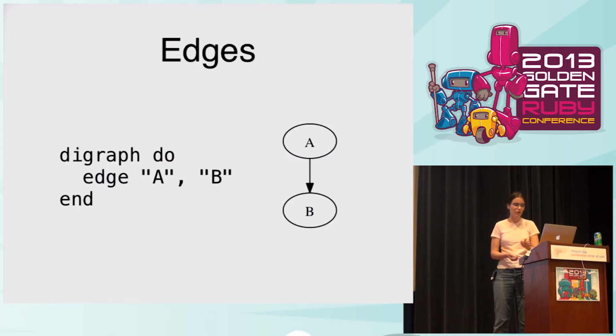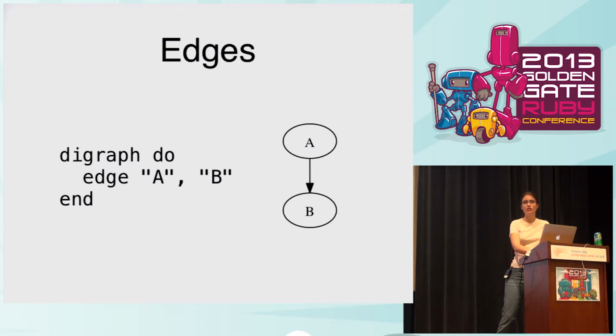Still pretty simple. Now we need edges. Here's this awesome thing about GraphViz, is that it implicitly will put the nodes in if you say that there's an edge between two things. So if you say there's an edge between A and B, it's like, okay, well, I need a node A and a node B as well. So you can see in this example, there's an edge from A to B. The edges are in the direction that you read, so from left to right. So the arrow is going to point from A to B in this case.